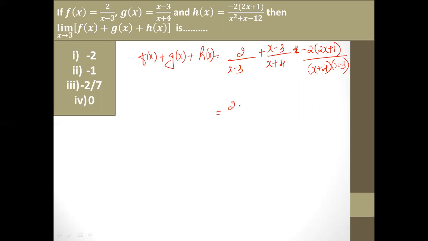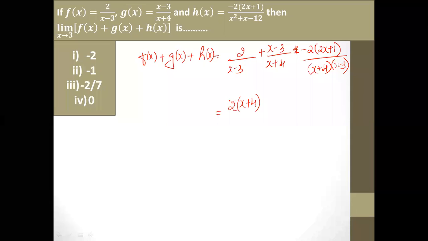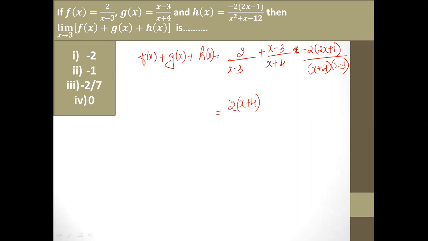So this becomes 2 into x plus 4. Okay, for the first term you have to multiply by x plus 4, because in the denominator there is only x minus 3. I need x plus 4 into x minus 3. Okay. Prabha is giving me the answer. She is telling it is C. Yes, good Prabha. Good. The answer is correct.